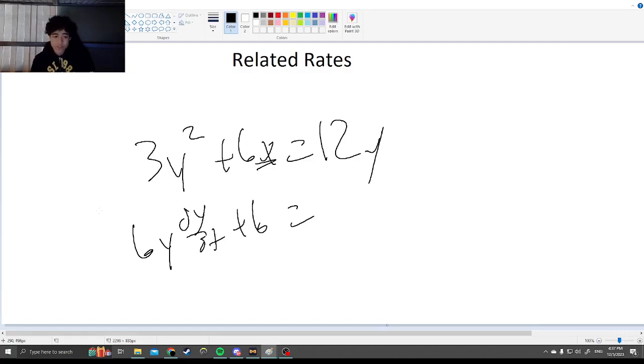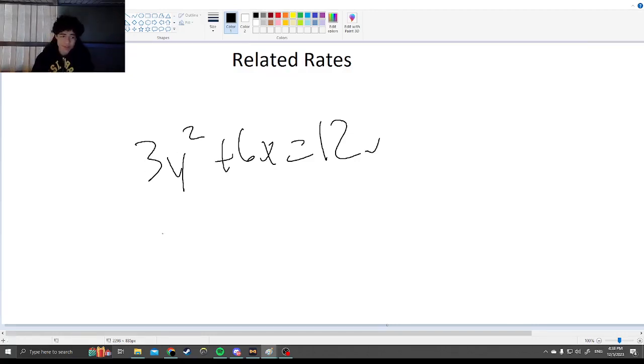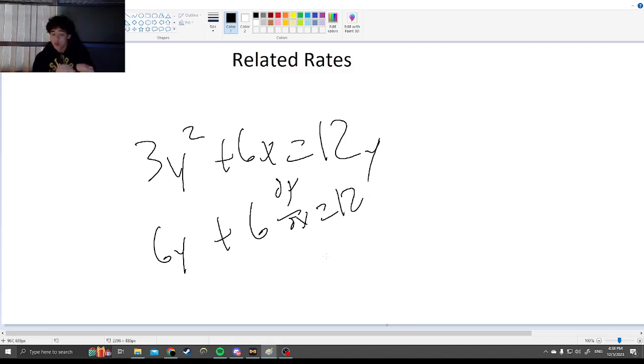If we wanted to derive this in terms of y, which in this case we're not going to do, you would derive the y as normal, but the x would be different. Because it would be 6y plus 6 dx over dy equals 12, because whatever you're deriving it in terms of, if we're deriving it d over dy here, the variables don't matter, but whatever variable you derive it in terms of, you have to keep consistent.